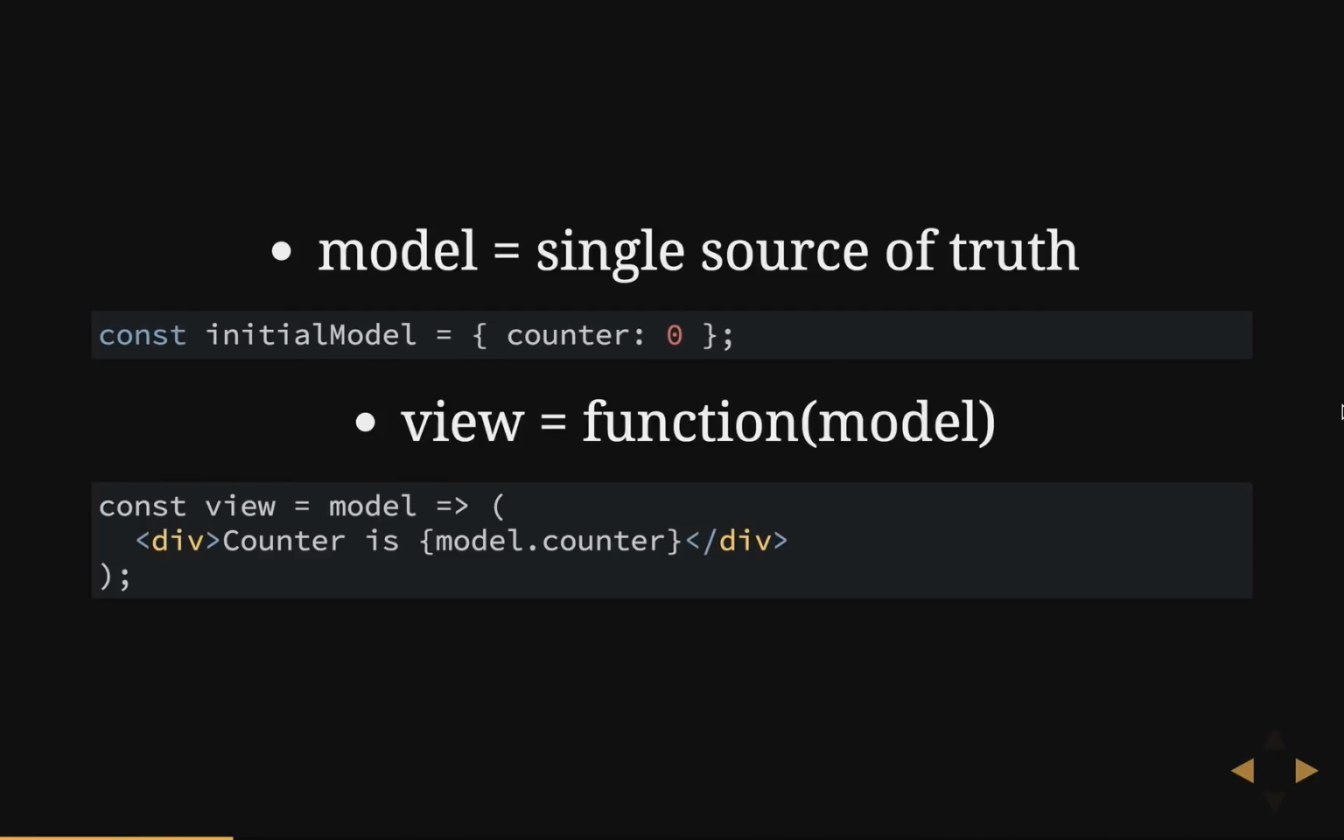So let's look at a simple counter example. Our initial model is a simple JavaScript object with a counter value of 0. This is our model and single source of truth. Then our view is a function of the model. Here I am just displaying the counter. Note that I am using JSX, but of course you can also use a solution such as JSnox combined with React, or of course if you like another virtual DOM library, you use your preferred API.